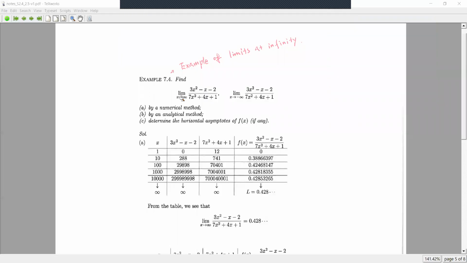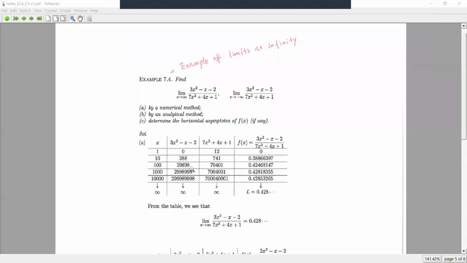Example 4. Find these two limits. This one is a limit at positive infinity, and this one is a limit at negative infinity. The functions in these two limits are the same function. Now, find the limits by a numerical method, namely by tables. Then by an analytical method, by direct substitution. Then determine the horizontal asymptotes of the function.